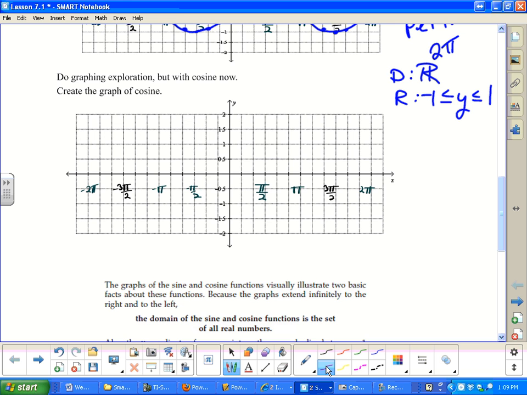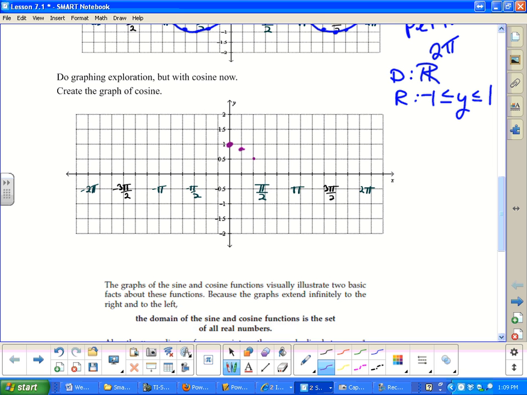All right, so at 0, what is cosine? 1. Okay. At pi over 6, what is cosine? All right, square root of 3 over 2, right? Okay. And at pi over 6, or pi over 3, what's cosine?